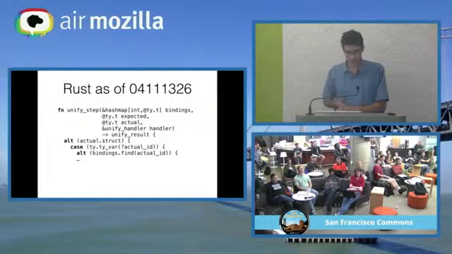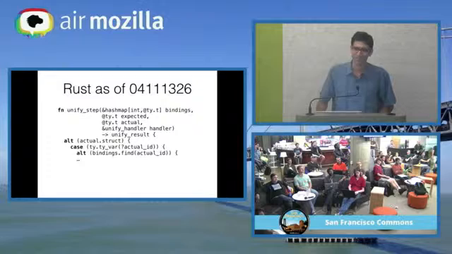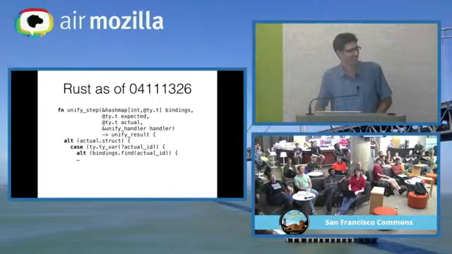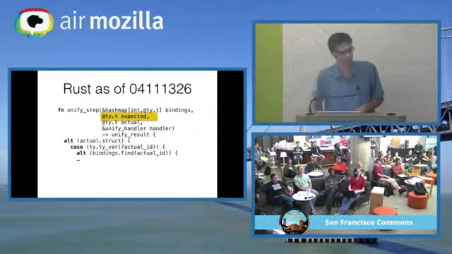So just for fun, I went digging through the Git logs. This is some of the older syntax we used to have. This is as of revision 04111326, which I don't actually remember what date that was, but that's okay. Something in 2011, I think. In any case, you can see Rust certainly looks kind of different today.